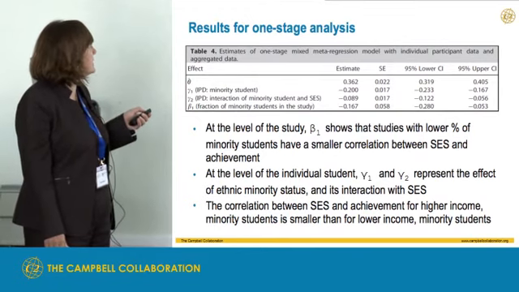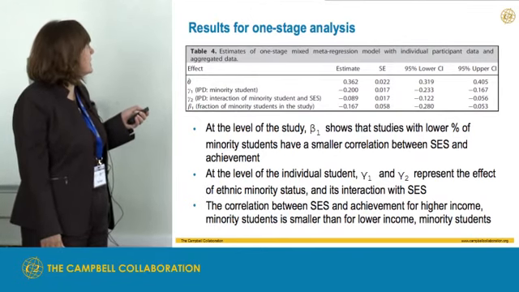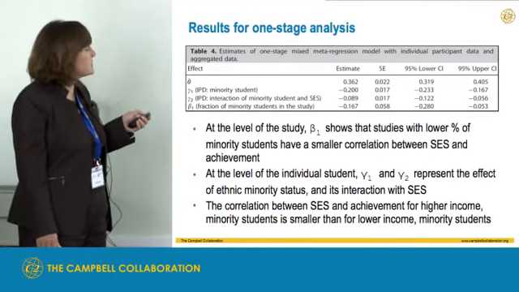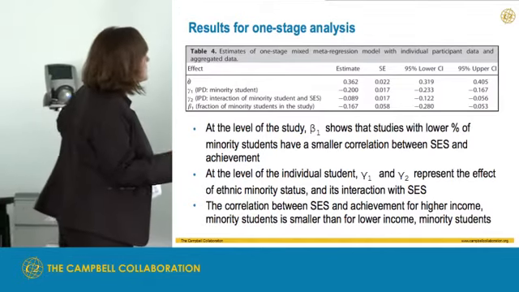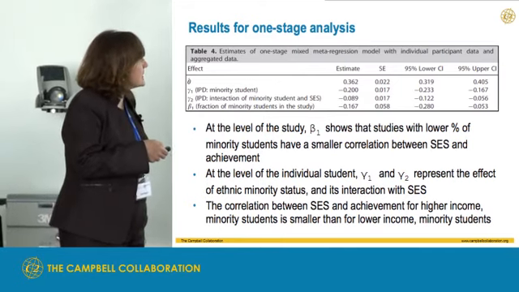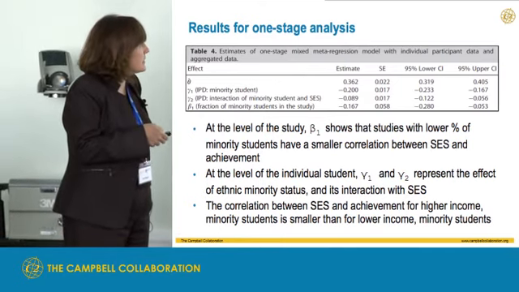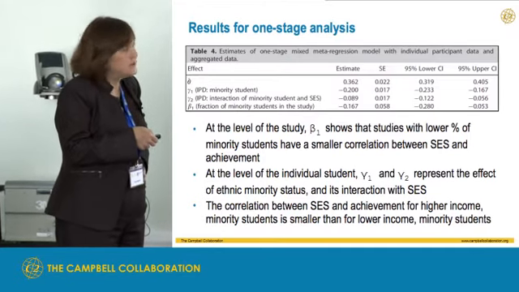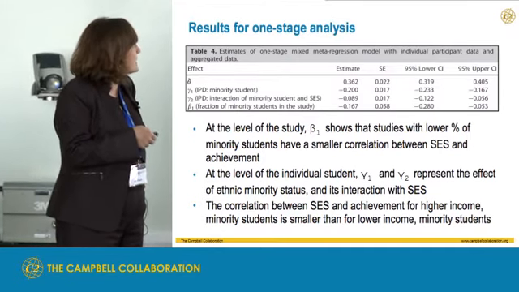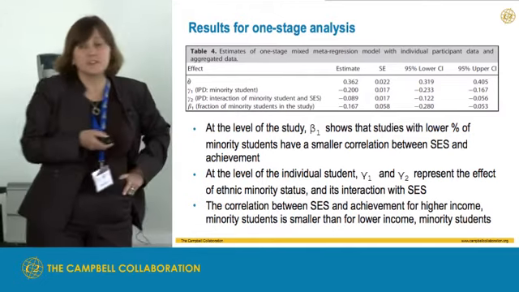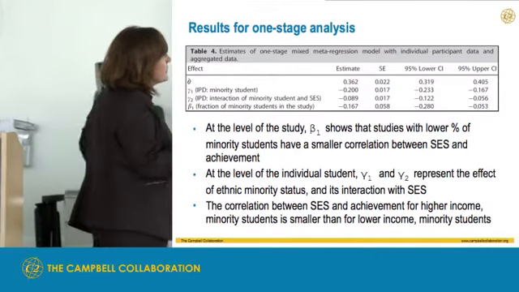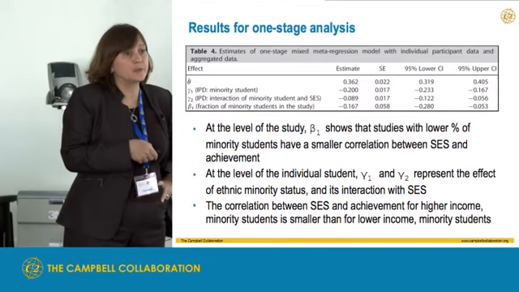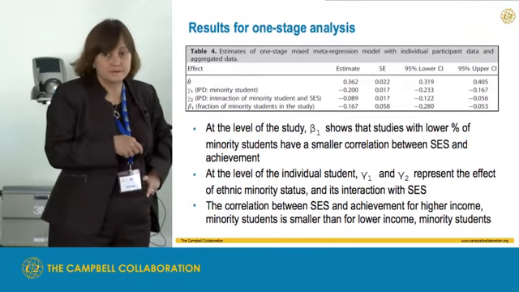Let's look here. This beta 1 is the sort of the between study interaction between minority status and academic achievement. And so it actually is, in this case, negative and also different from 0. So at the study level, we're seeing that the correlation between academic achievement and SES is lower for studies that have higher percentage of minority students in the sample.